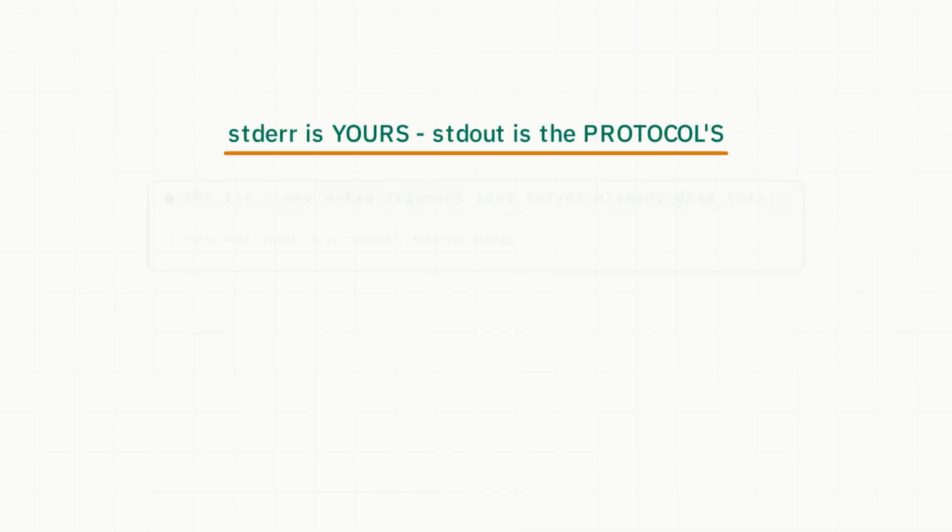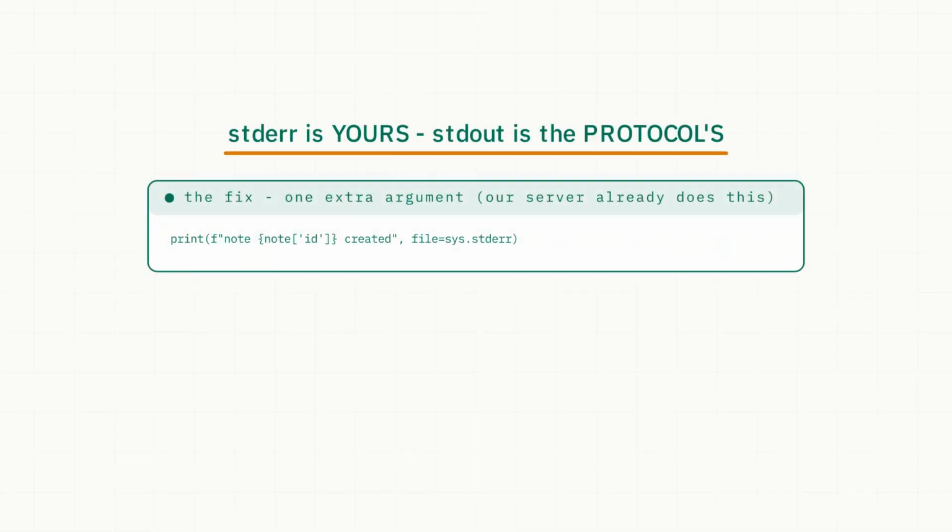The rule, permanent and simple: on a stdio server, never print to standard output. Log to standard error, which is exactly what our server does. One extra argument on the print call, file=sys.stderr. stderr is yours, stdout is the protocol's. And a current events footnote that makes this rule even more durable.